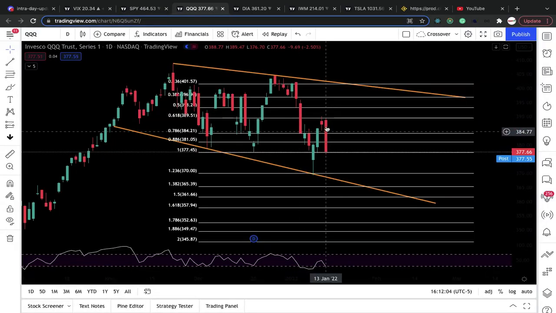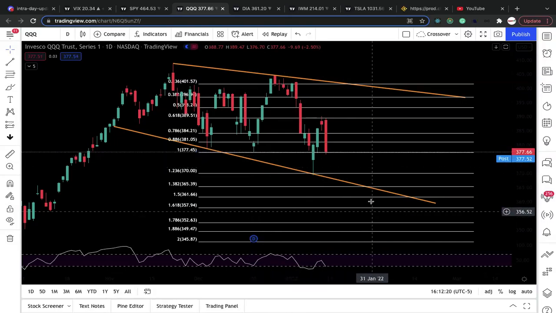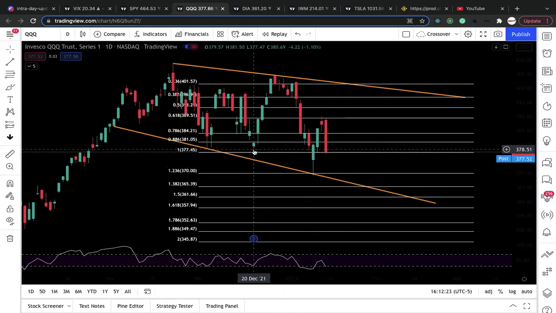Anyways, moving on to triple Q. Here's triple Q elevated down. It tested that 389.5 level twice. It tried, but ultimately failed and dropped all the way down to 377.4 support at this Fibonacci level right here. That was a previous low back on December 20th.